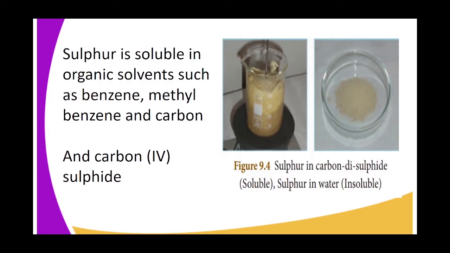Sulphur is soluble in organic solvents. Sulphur is soluble in organic solvents such as benzene, methylbenzene, and carbon disulfide. Why? Because they exist in molecular state, and as we know, sulphur exists in molecular states. Next, we're going to look at the chemical properties of sulphur.